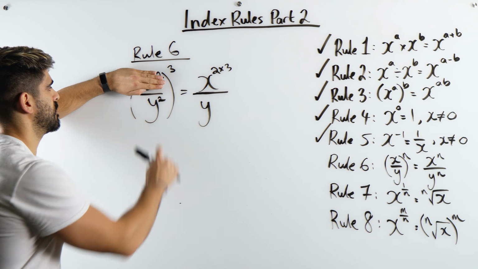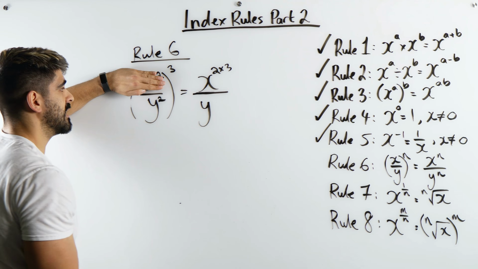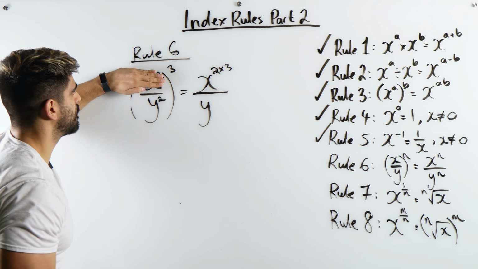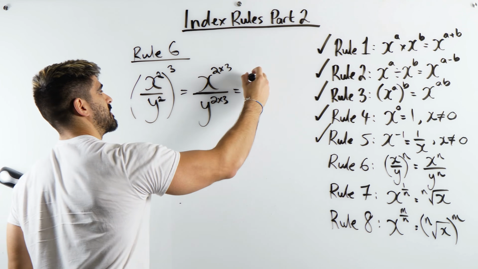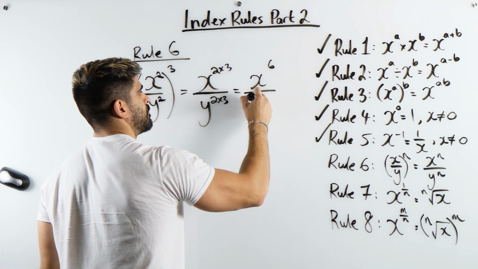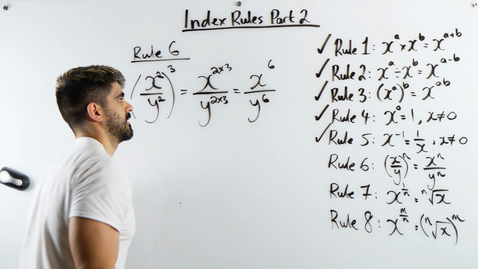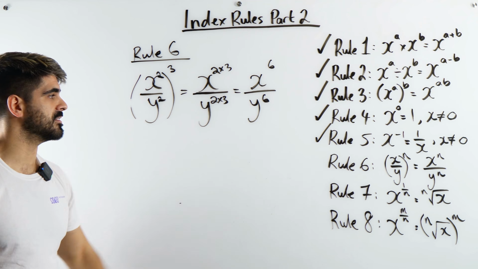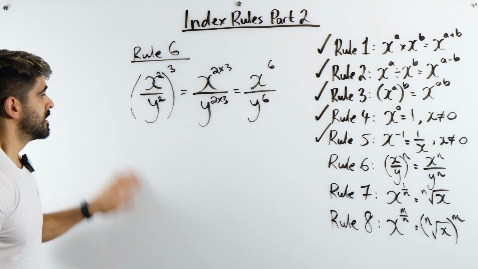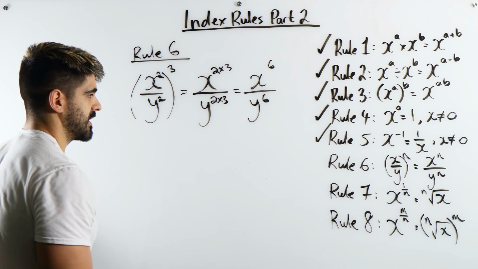Imagine that wasn't there. You have y squared raised to the power of 3. It's just operating in the denominator. So again, you have 2 times 3, which is x to the power of 6 divided by y to the power of 6. Okay, so it's pretty simple. You're just distributing that power to the numerator and the denominator. What about rule 7 then?